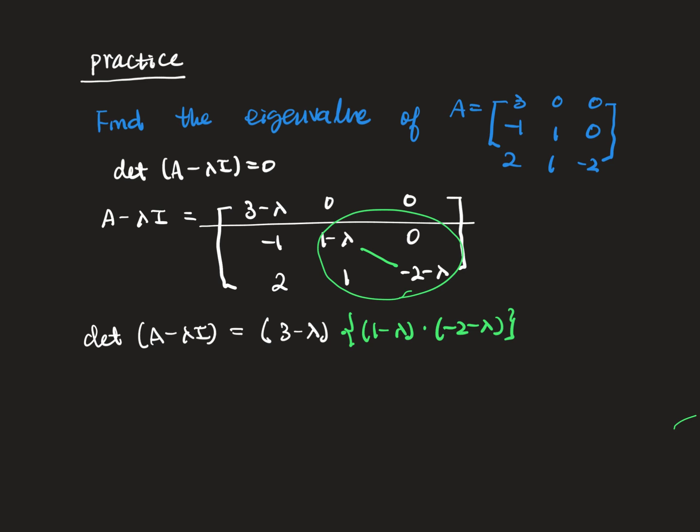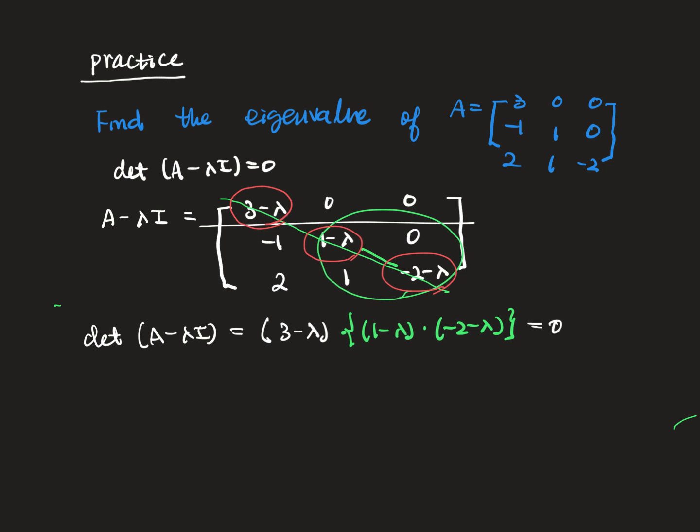Or you can remember the theorem. A triangular matrix has all zeros above the diagonal or below the diagonal. The determinant of this matrix is, you can see right here, the entries on the diagonal: 3 minus lambda, 1 minus lambda, negative 2 minus lambda equals 0. That's another way you find this determinant.